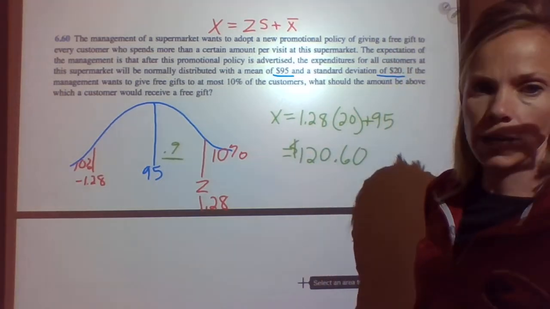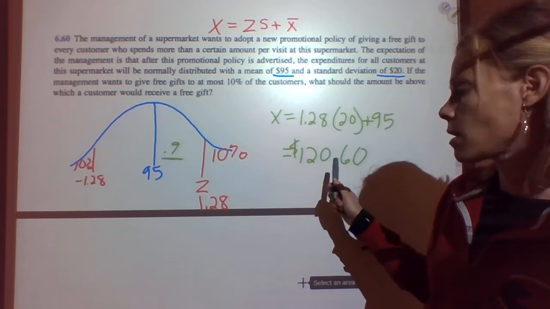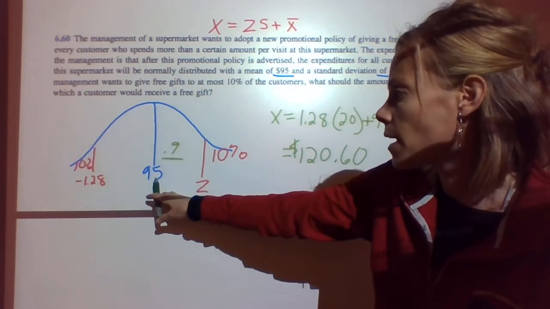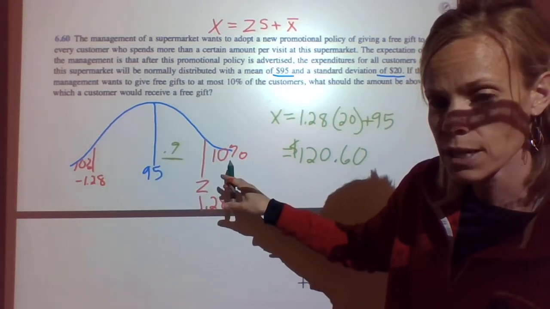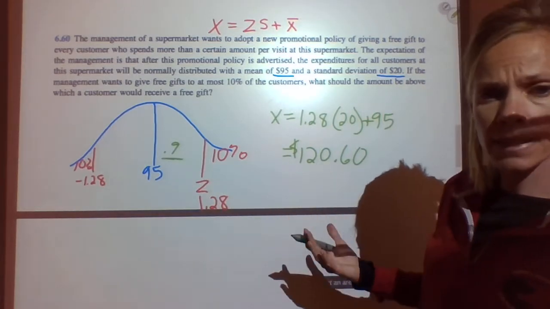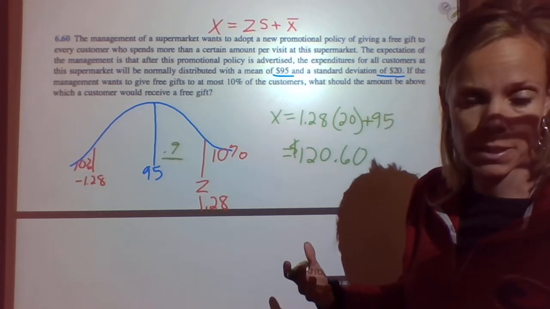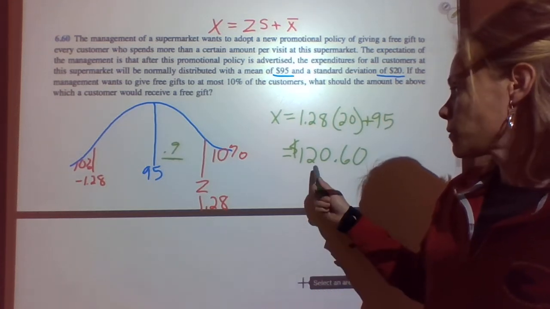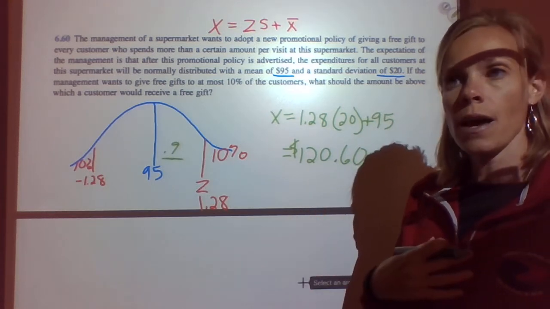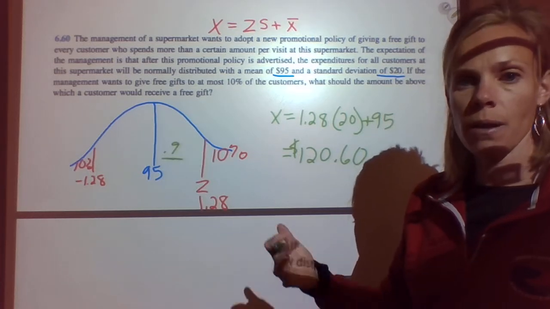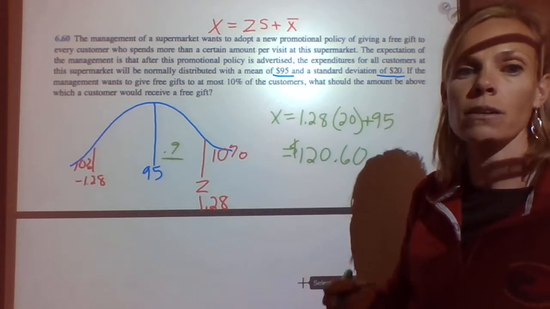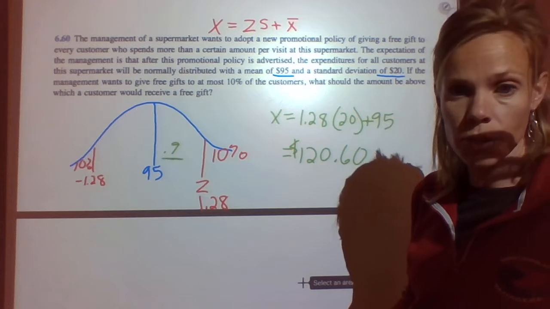The top 10% of my customers will spend more than $120.60. That makes sense, right? If the mean is 95, I know 50% spend more than $95, so 10% must spend 120 or more. That's the answer I'm looking for. So if I was going to make an advertisement, right, I would say you have to spend more than $120 and then you get a free gift, right? Then I know as a manager, as a store CEO, that I'm only giving out 10% of my gifts, and I can have an idea of what my cost is going to be on that promotion.